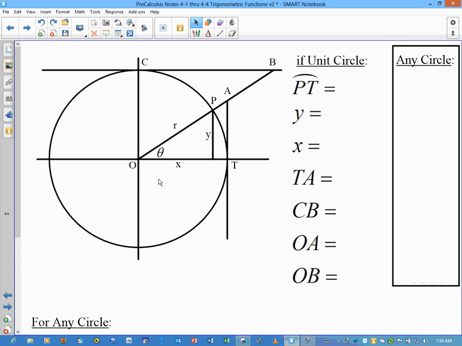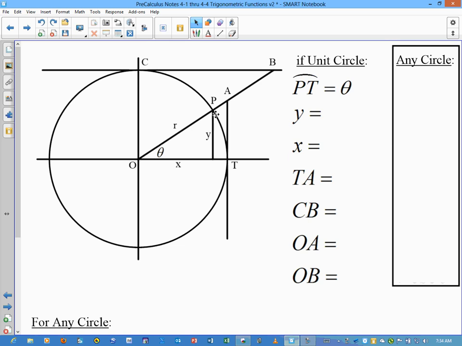Alright, so starting with theta, we want to look at this arc PT. Hopefully you remember from our definition of theta, since this is a unit circle, our theta, when measured in radians, is by definition equivalent to the length of the arc that it cuts off. So arc PT is theta when measured in radians, because we're going to be doing everything in radians. From that, we can build all of these trig functions.